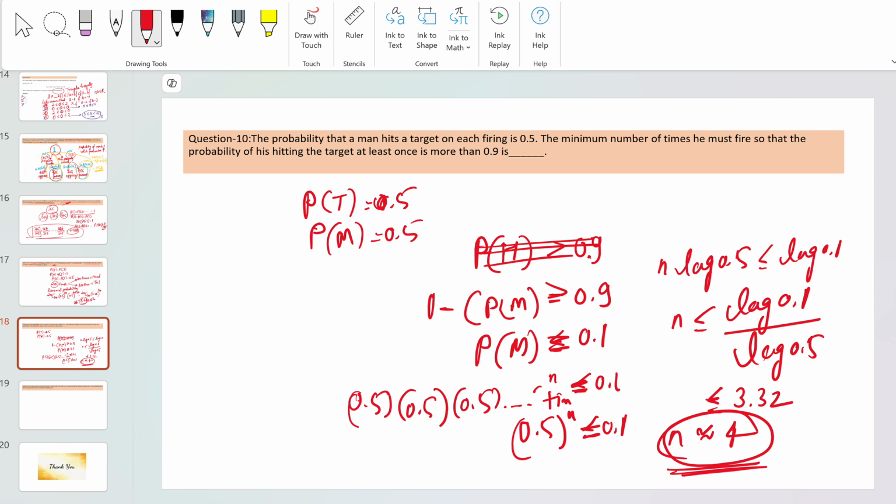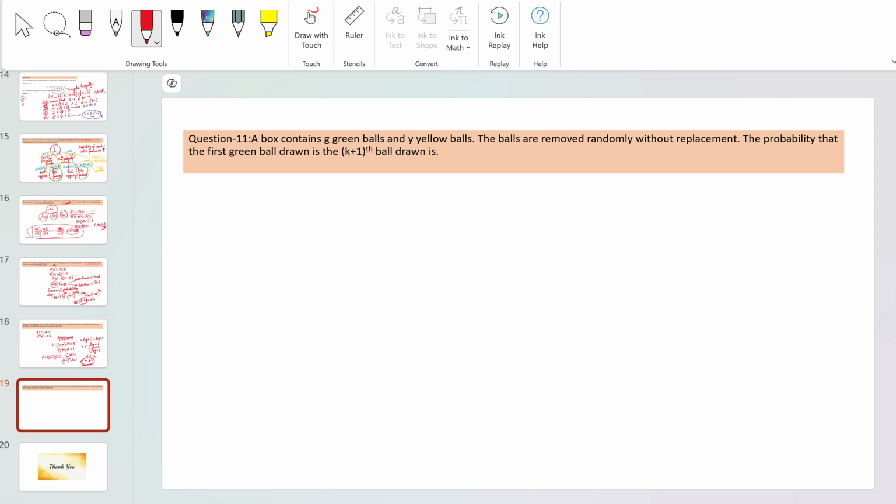Okay, let's move to the last problem. After that we will end the session. Take your time, take one to two minutes to read the problem. After that I will give the solution.